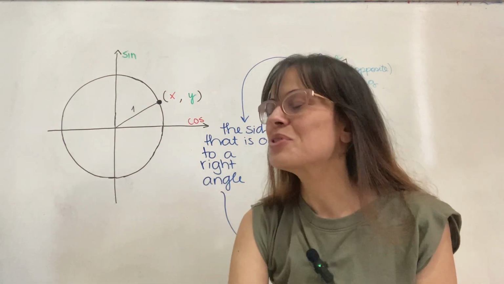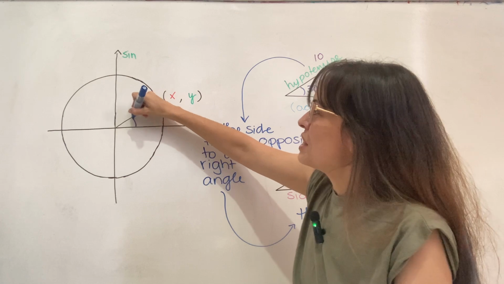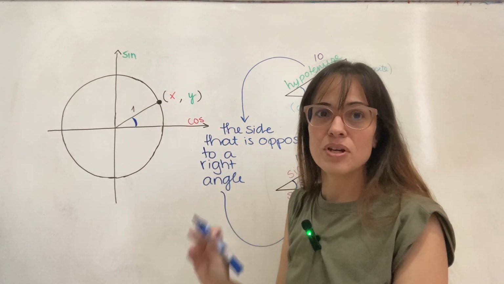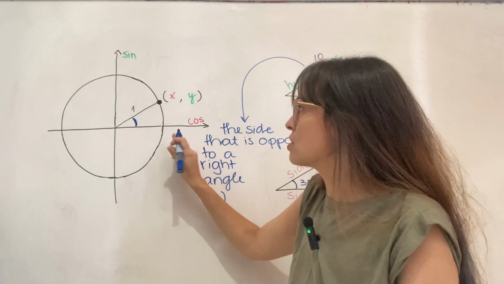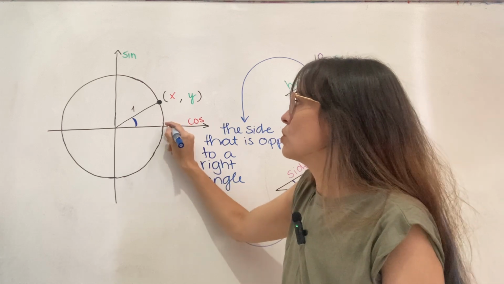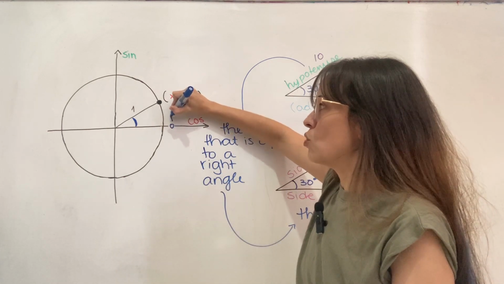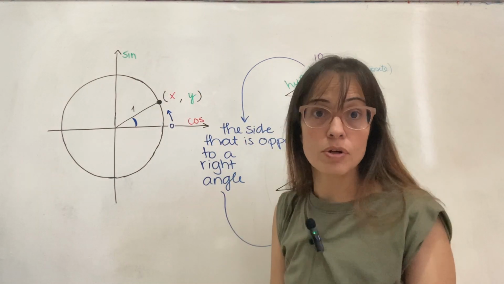But wait, what angle are we talking about? We're talking about this angle here. Okay, the angle in the unit circle starts at 0 here, and it's measured going up that way, counterclockwise.